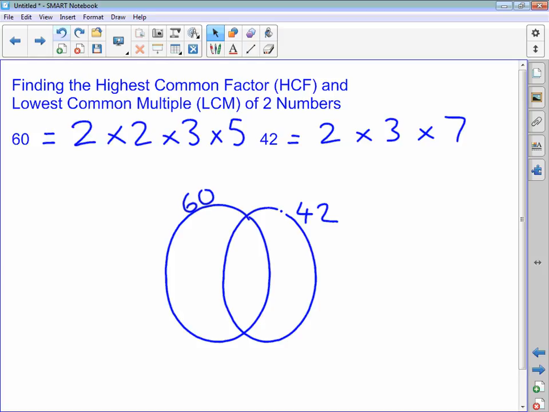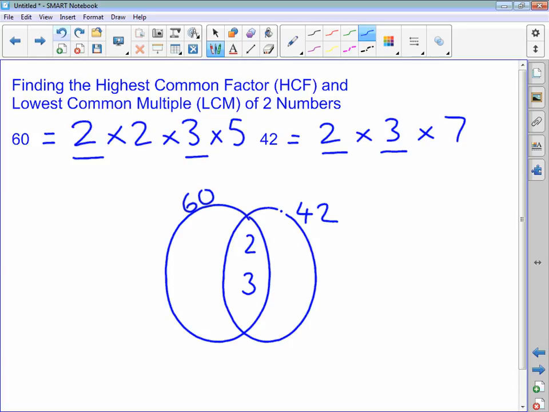In the area that overlaps, so this area here, you're going to put your prime factors that are in both of them. So, as we can see, there is a 2 in 42 and a 2 in 60, so that number goes in the shared area. We can also see that there is a 3 in 42 and a 3 in 60, so that number goes in the shared area.